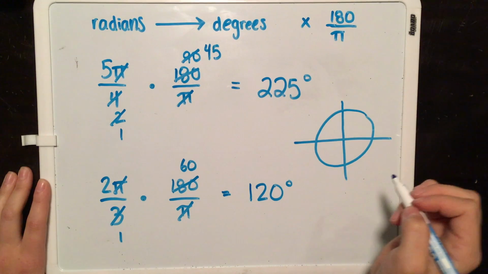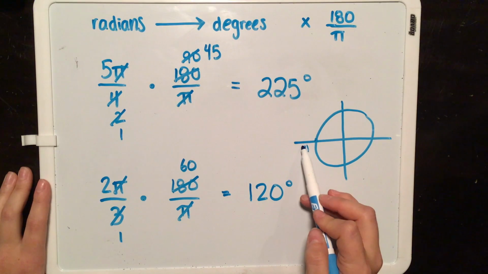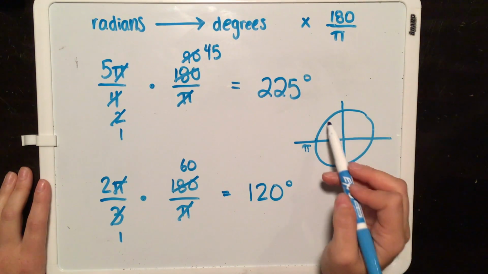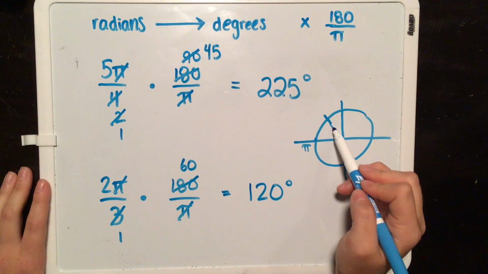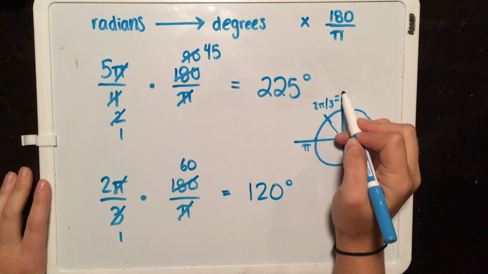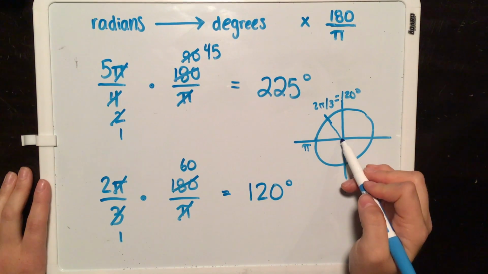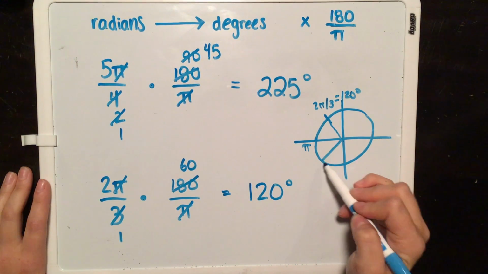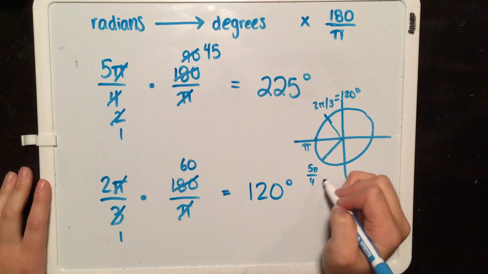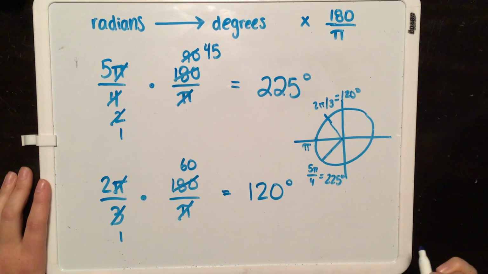And if you were drawing the unit circle, we can put both of these measurements on the unit circle. 2 pi over 3 comes before pi, so we can put 2 pi over 3 right here, and that's also 120 degrees. 5 pi over 4 is past pi, so it's about here. 5 pi over 4, which is equivalent to 225 degrees.